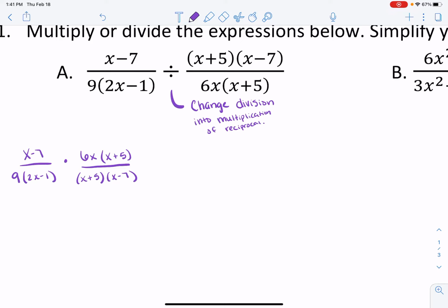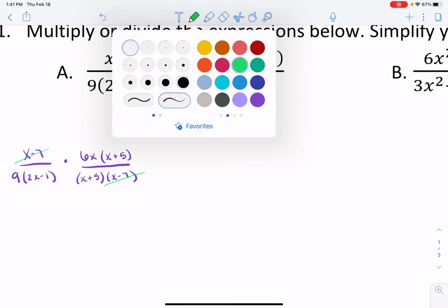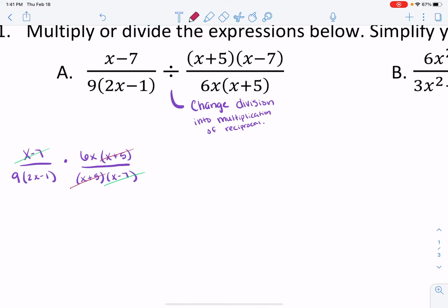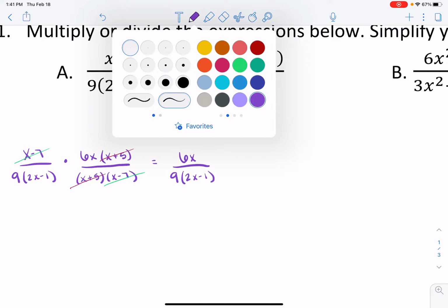Now we're able to start doing some canceling. We can cancel the x minus 7s as well as the x plus 5s. When we do that, we are left with 6x in the numerator, and 9 times (2x minus 1) in the denominator.